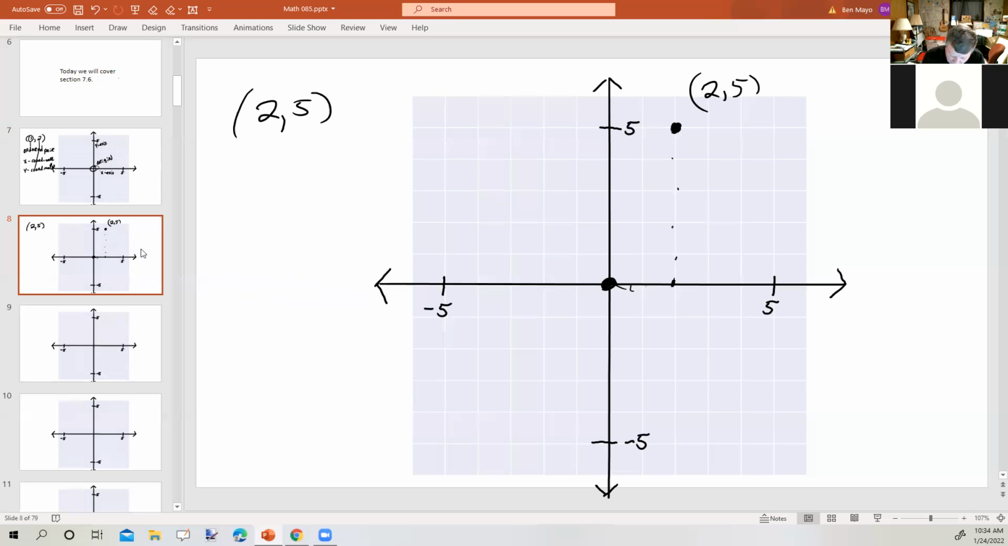Let's say we want to plot the point (-3, 4). So the x coordinate, 1, 2, 3, -3. The y coordinate, 1, 2, 3, is right there. So there's the point (-3, 4). Okay.